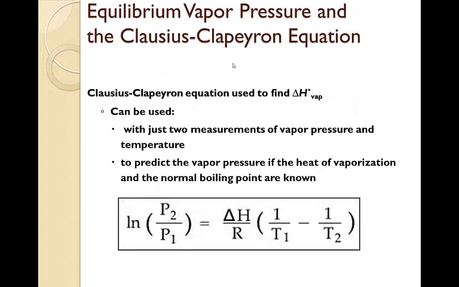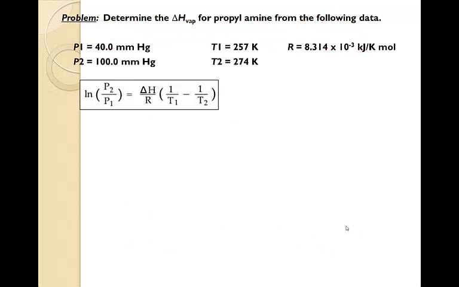The Clausius-Clapeyron equation is used to find the delta H of vaporization. It can be used with two measurements. That's all you need. So two points on the plot of vapor pressure and temperature is enough to predict the vapor pressure if the heat of vaporization and the normal boiling point are known. So let's do an example of this.